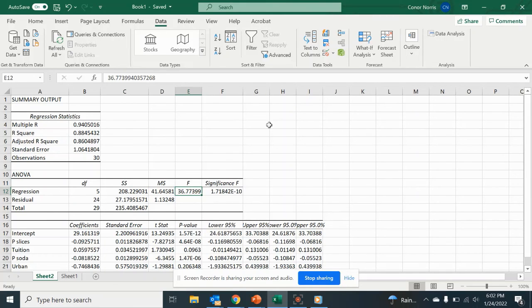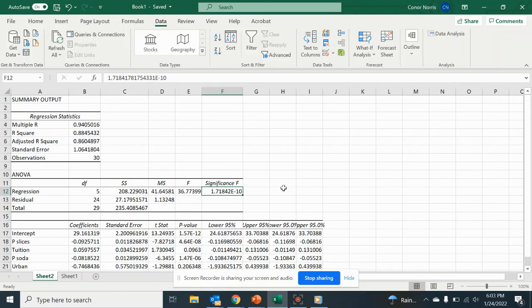2.065. We can look at this here, significance F, or the p-value of the F-stat. It's called both of those. I typically call it p-value of the F-stat. We want this below 0.05. This is just like what we want for the p-values. And we see right here, it's 1.71 times 10 to the negative 10th. So extremely, extremely small. This is exactly what we want if our model is accurate.